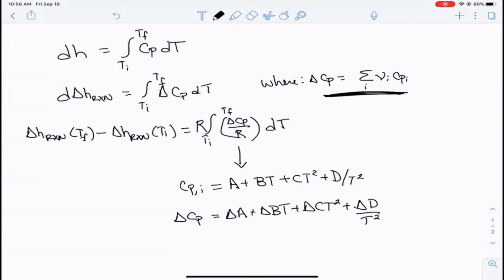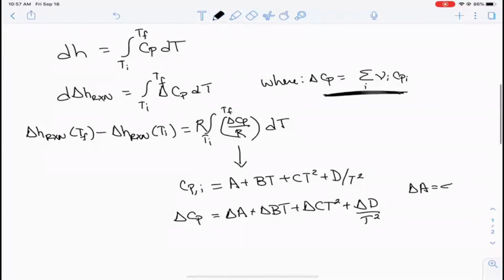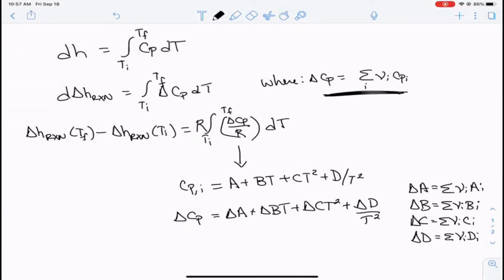And so each one of these deltas is essentially one of these relationships, right? So delta A would be equal to the sum of all of the stoichiometric coefficients times the A value. And so delta B then would be equal to the stoichiometric coefficient times B i, and delta C would be the stoichiometric coefficient times C i, and delta D is equal to the stoichiometric coefficient times D i.